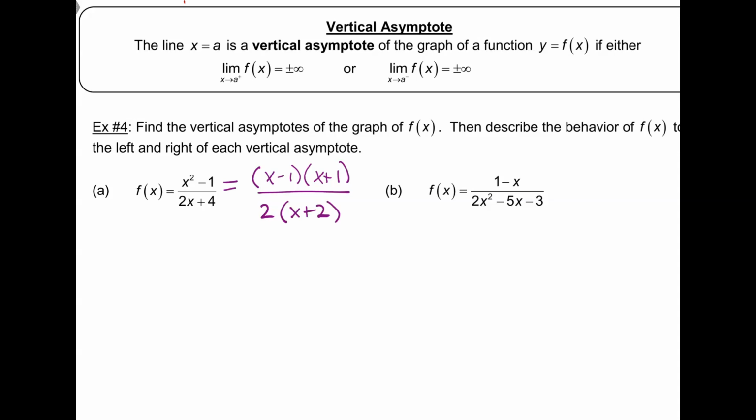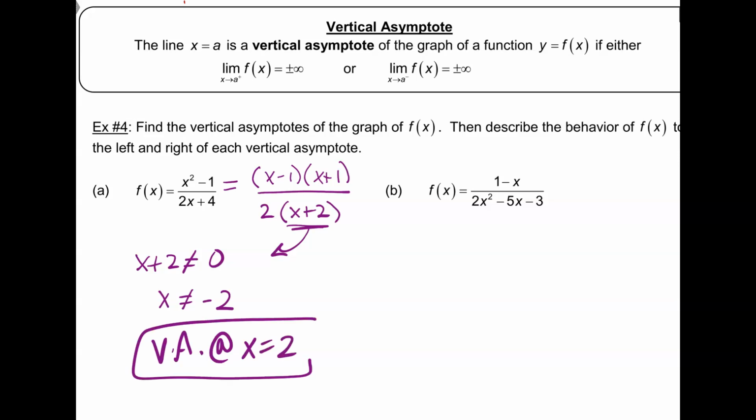So we have a vertical asymptote whenever we're dividing by 0. So I'm going to take this part and set it equal to 0, because it cannot equal 0. So I see x cannot equal negative 2, and this is where my vertical asymptote is, at x equals negative 2, because when I divide by it, that would make it a vertical asymptote.